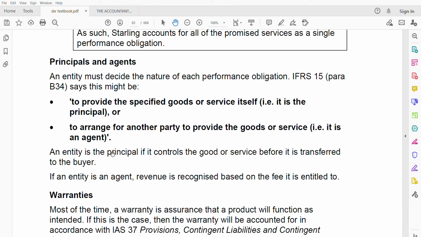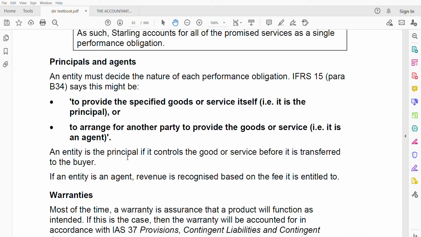So the entity is the principal if it controls the goods before it is transferred to the buyer. That means you are the one who has the control. You are directly selling to your customer. Then you are known as the principal. But if you're hiring someone else, then that entity is an agent.